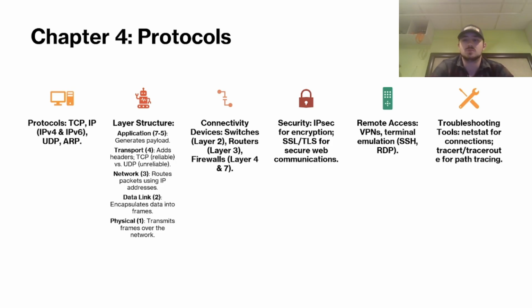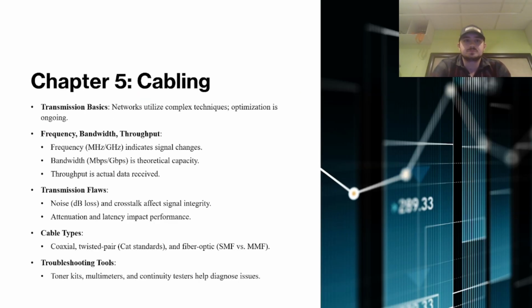And then we dealt with more troubleshooting tools like netstat for connections and tracert/traceroute for path tracing. Next was on to Chapter 5, which is cabling, and we dealt with transmission basics, basically networks utilizing complex techniques and optimization being ongoing.